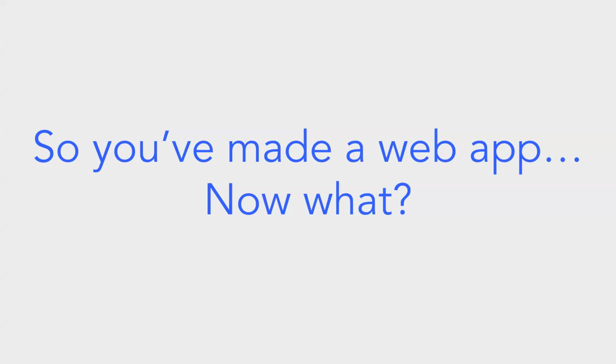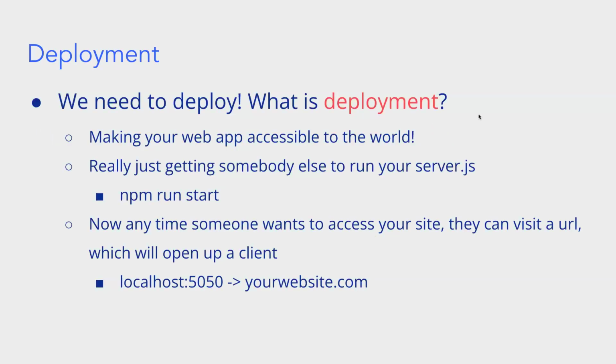So if someone wants to go to your web app, they would have to like clone your code, build the app, and then go to like localhost. So your app really only works locally, and this is just not an efficient way to get users to use your web app. So we need a way for users who don't have a copy of our code to be able to go to our web app. And the way we do this is through deployment.